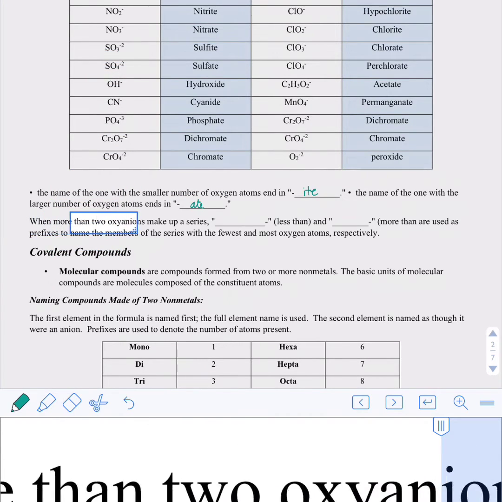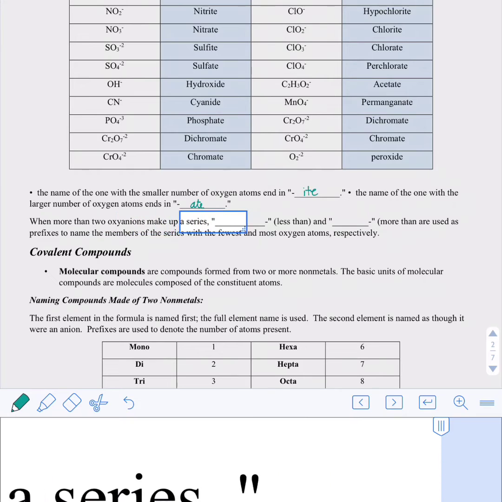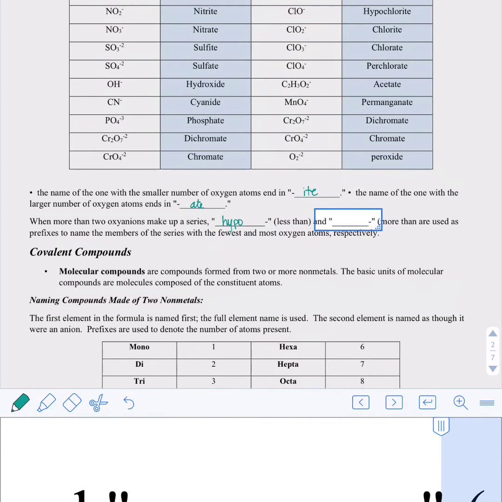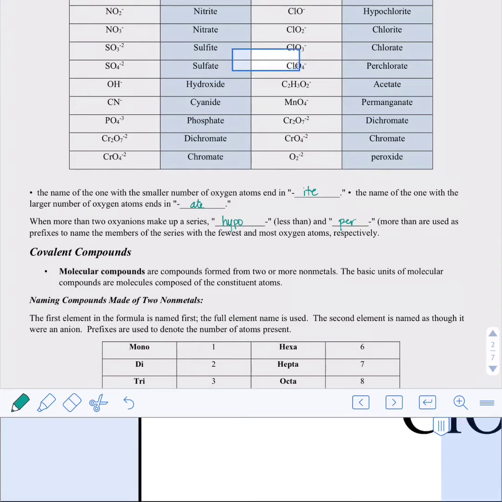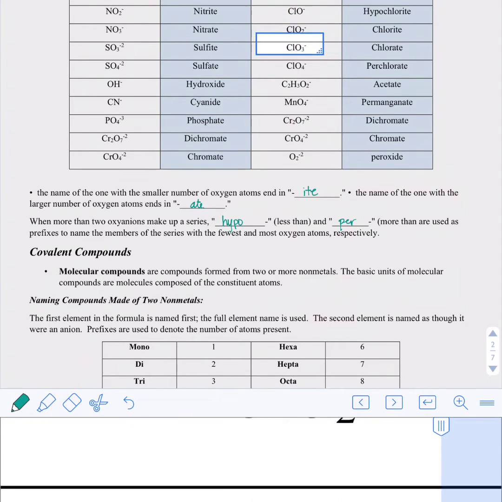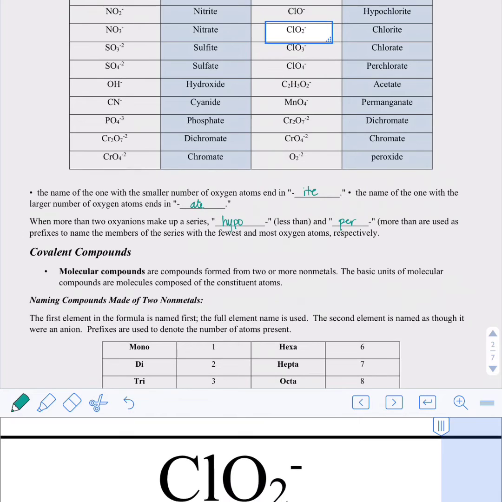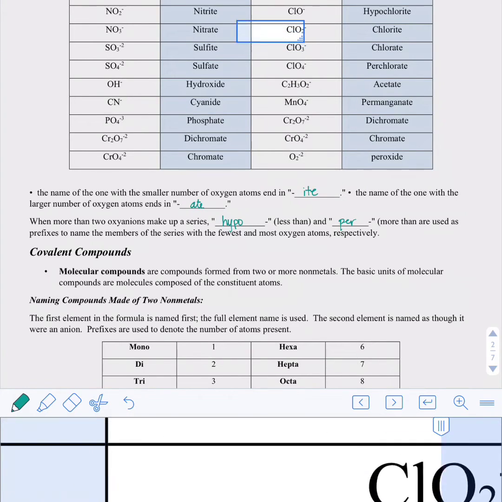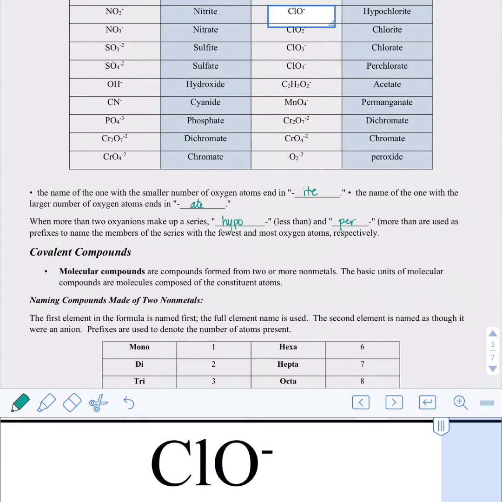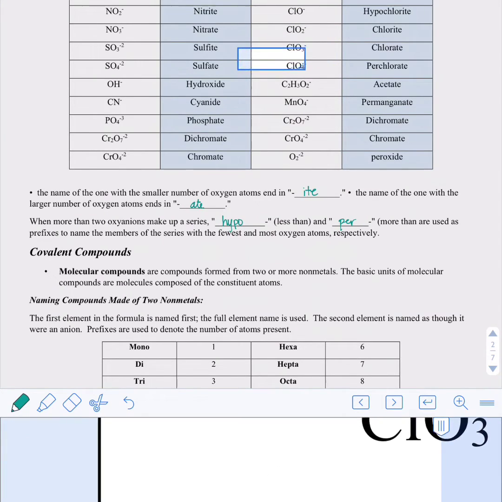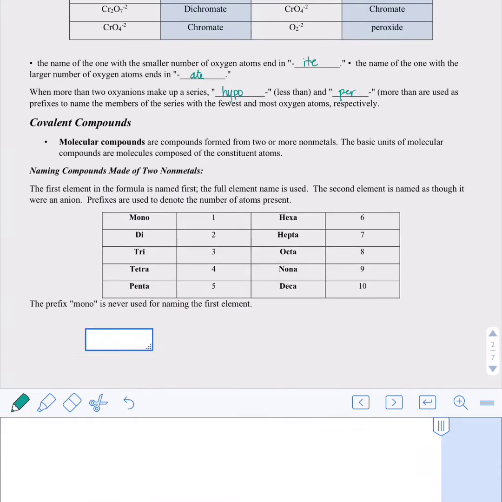When more than two oxyanions make up a series, hypo means less than, and per means more than. So let's see if I can find an example. Look at all these chlorites I have here. When I have chlorite, that means less oxygens, but even fewer oxygens would be hypochlorite. Chlorate means more oxygens, but even more than that would be perchlorate. Okay.